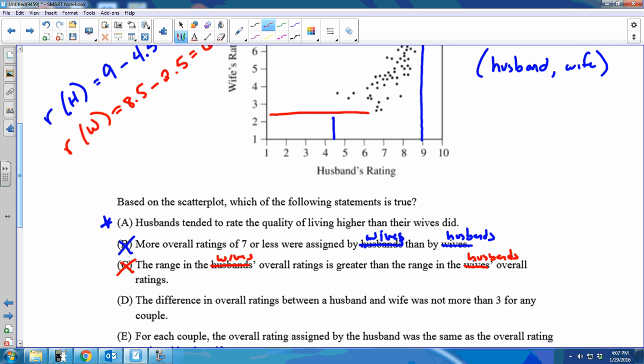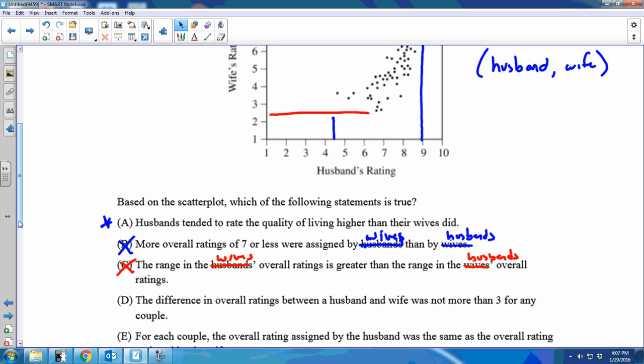Okay. D. The difference in overall ratings between a husband and wife was not more than 3 for any couple. If we look at our scatter plot, sorry, having some technical issues. There we go.